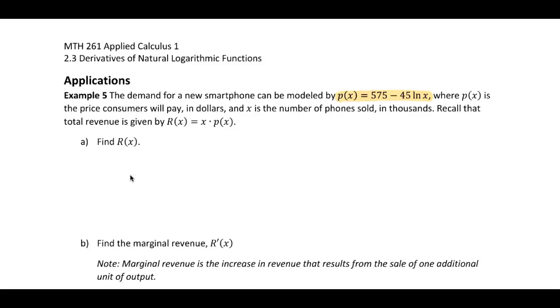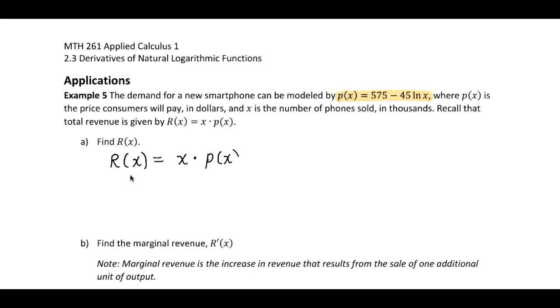Recall that the total revenue is given by revenue equals x times the price, where x is the number of phones being sold. So they said find R of x. Well, they gave us what P of x is already, so we can easily find R of x. R of x, the total revenue, is x times P of x.